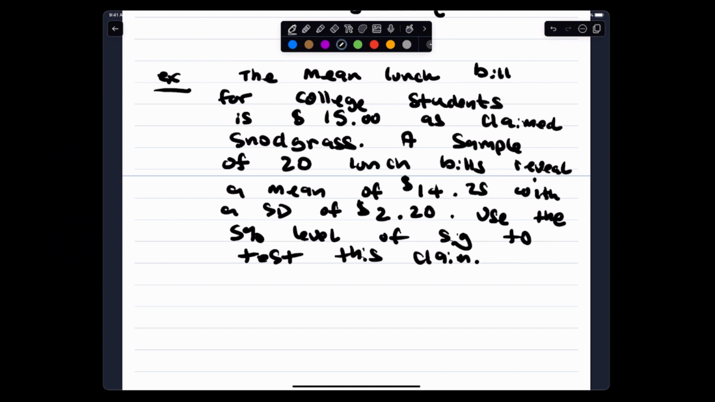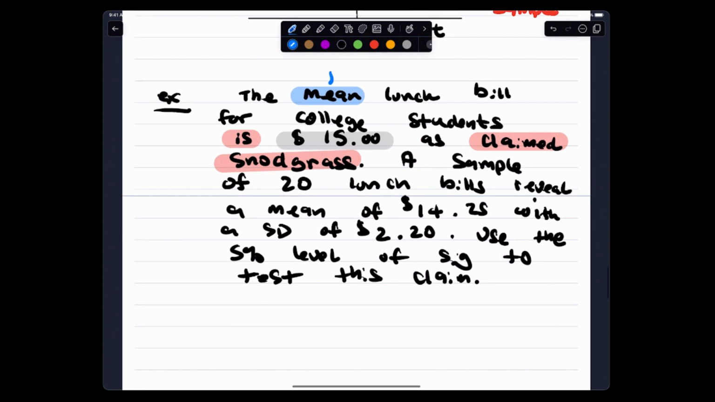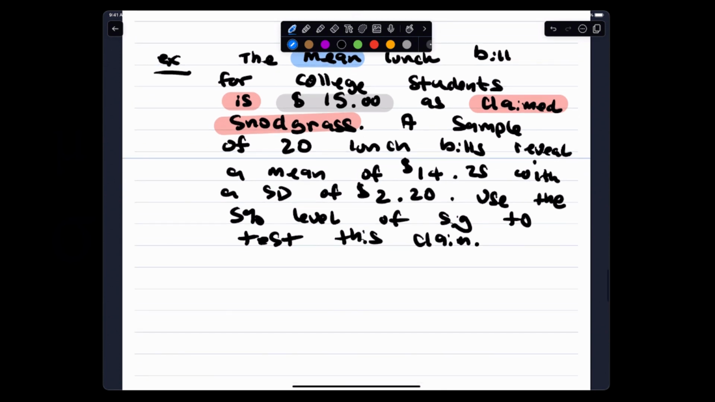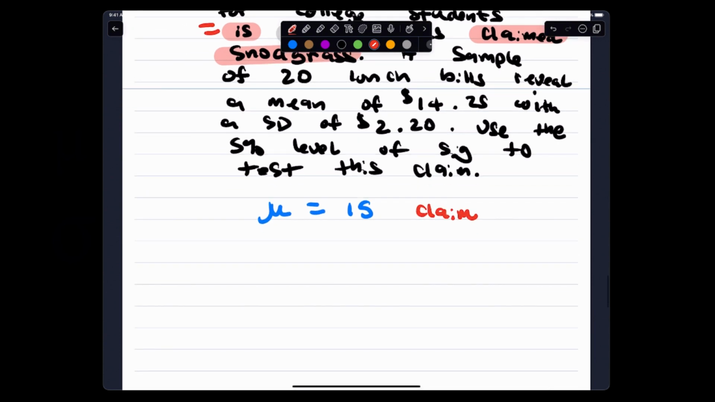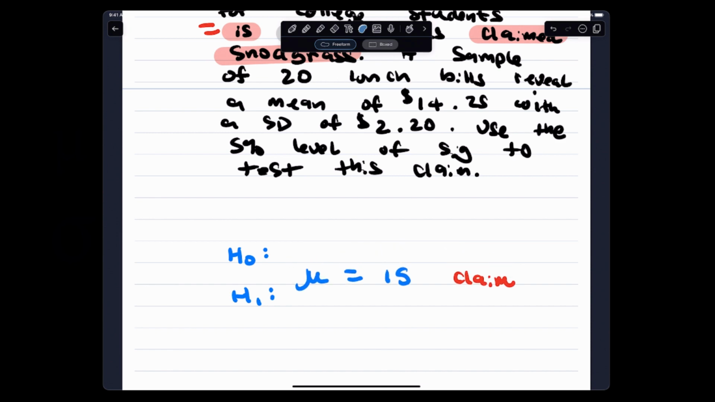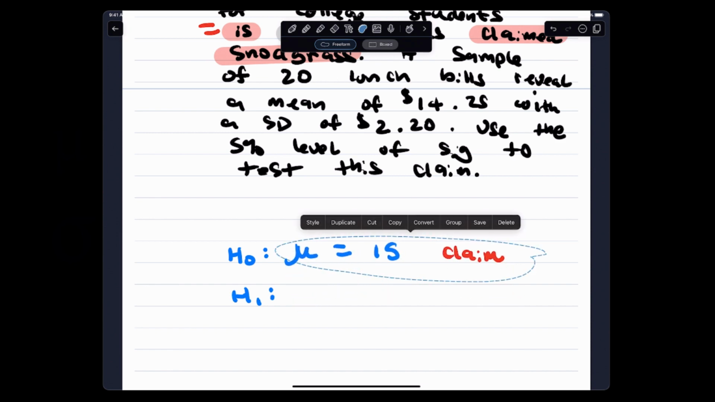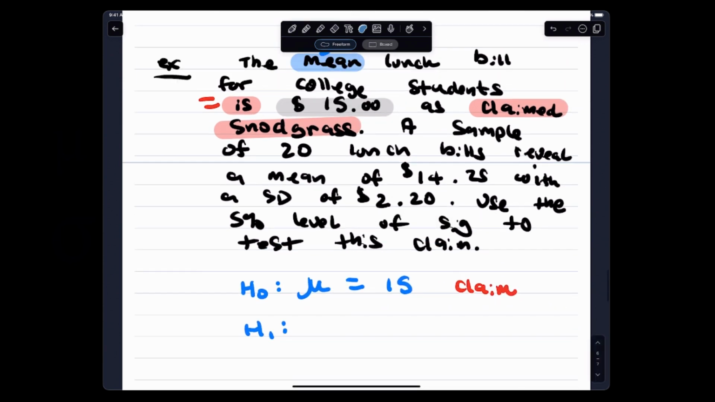Okay, so let's try this out. Let's read this here. It says a mean lunch bill is supposed to be $15 as claimed by good old Snodgrass. Is that true? So what parameter is mean? Mu. What about the word is? Equal. Good job. So this is just saying that mu equals 15, and then here is your claim. So, ladies and gentlemen, H naught, H1, where does that claim go? Is that a null or an alternate? It's a null. How do you know it's a null? Because it says equal. Because of the condition of equality. Good job.